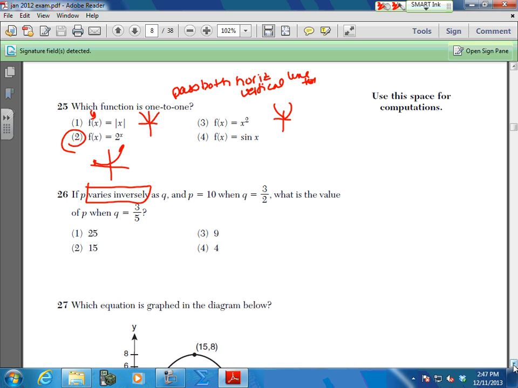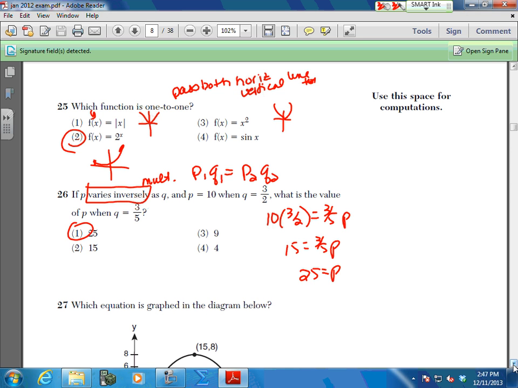26 gives us a vary inversely. This says multiply. So the products have to remain the same. So plug them in. 10 times 3 over 2 is equal to 3 over 5 times p. That's the guy you want. And solve for p. Varies inversely always takes a product.